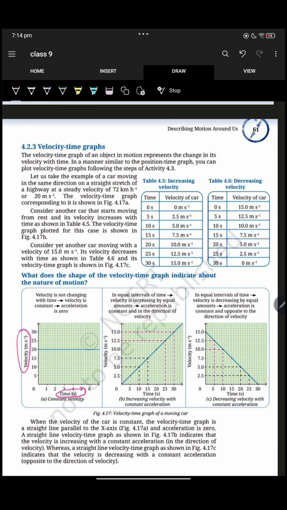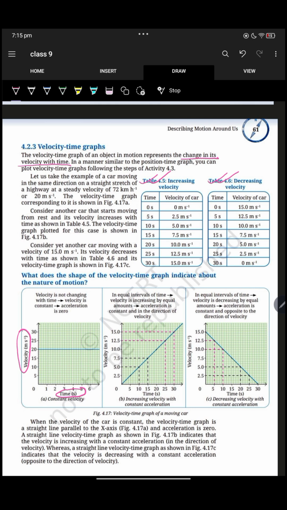Velocity time graph of an object. It shows the change in velocity with respect to time. And these two plots you can see, one shows an increasing velocity and the other shows a decreasing velocity. In table 4.5, with time the velocity goes on increasing, and in table 4.6, with time the velocity is going on decreasing. Now, what does the shape of the velocity time graph indicate about the nature of motion?